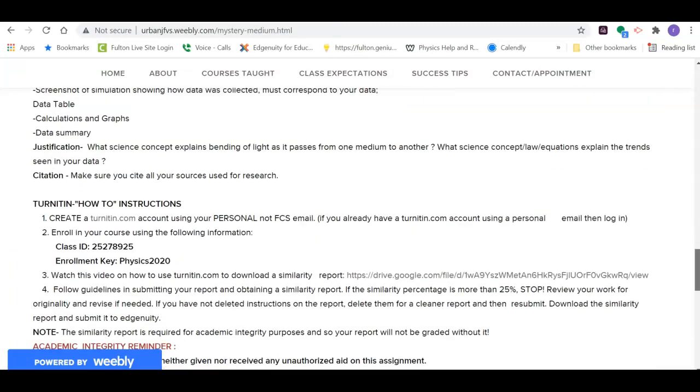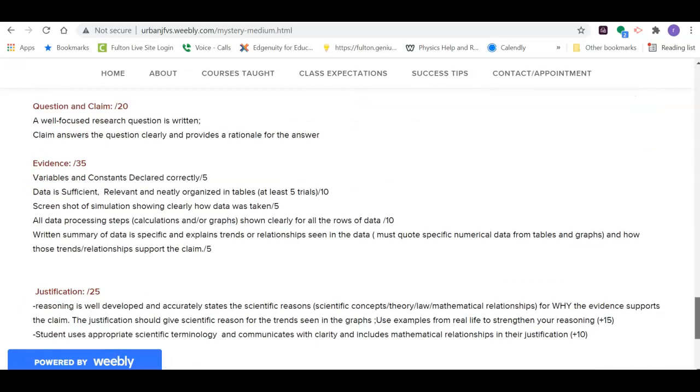in order to write the best possible report, right? So if you go here, this is our rubric. You have the research question, which is already given. Claim answers the question. It is a two-part question. One is, how does the bending depend on the media, and what is the mystery medium? So you have to say, as light goes from denser to rarer, what happens, or rarer to denser, what happens. That's how it depends on the two media. And then what is your mystery medium that you identified?